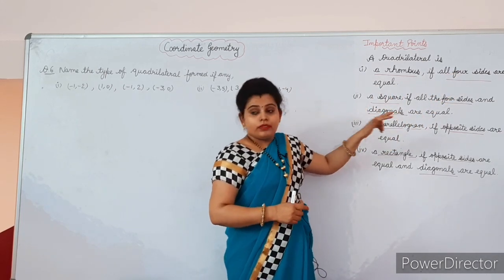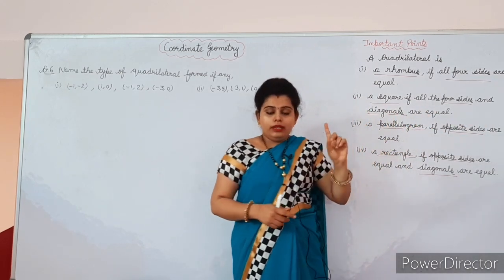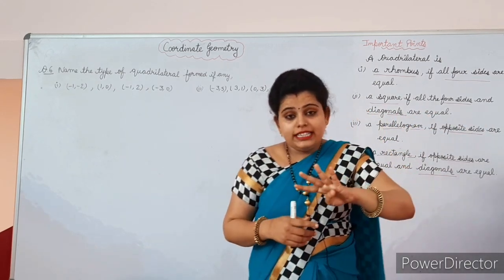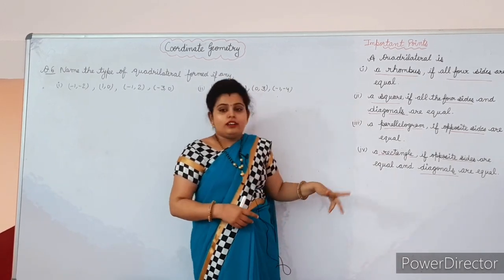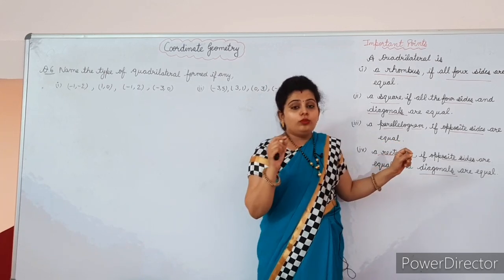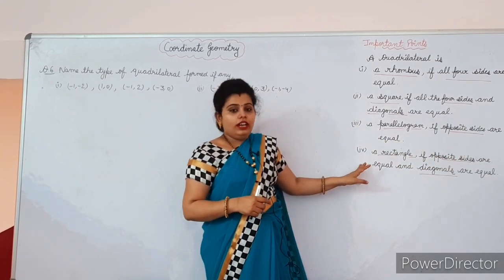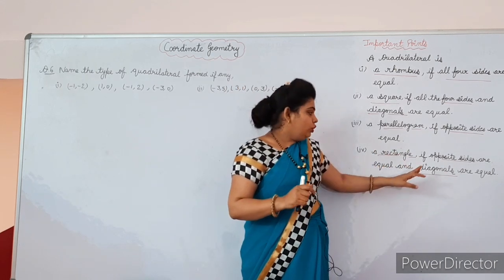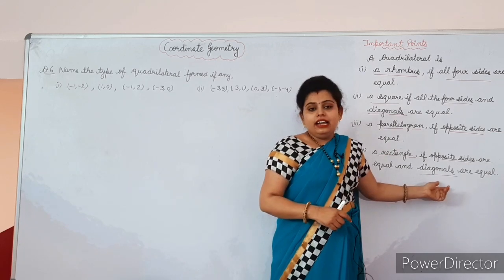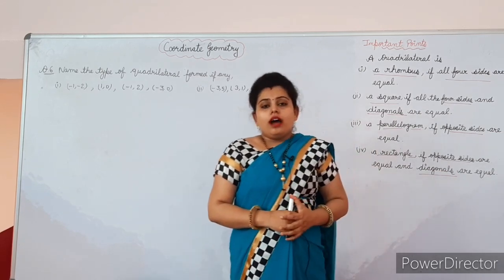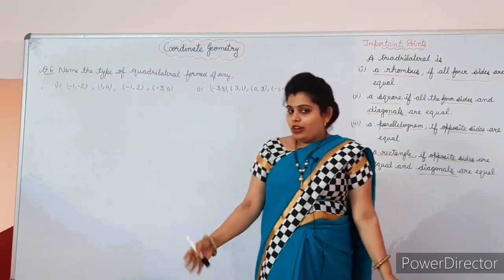For square, if all the four sides are equal and if both diagonals are equal, then it will be a square. For a parallelogram, we need to prove that opposite sides are equal. And for a rectangle, it is sufficient to prove that opposite sides are equal and diagonals are equal. So, using these properties, we will solve our question number 5 and 6.